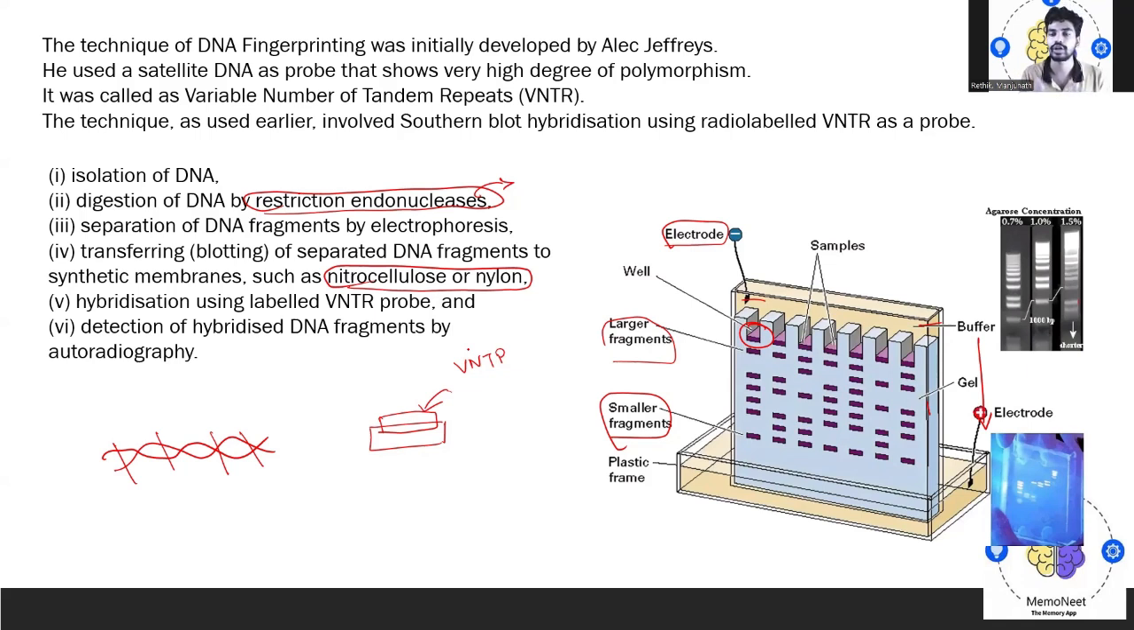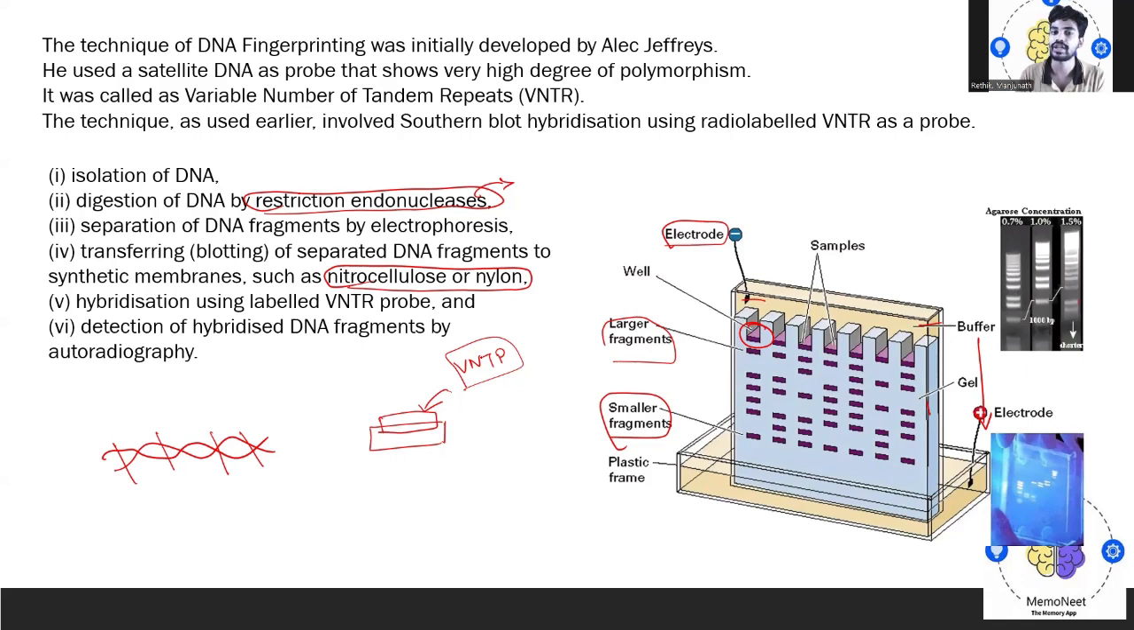You are going to hybridize, meaning you are going to leave it for some time so that the probes will go and attach to the specific binding sites. In that way, we will be able to identify. So once this hybridization is completed, these VNTR probes will hybridize at their specific binding sites. And later on, we are going to determine the amount of hybridized DNA by using autoradiography.